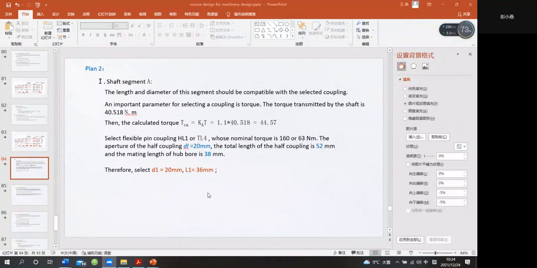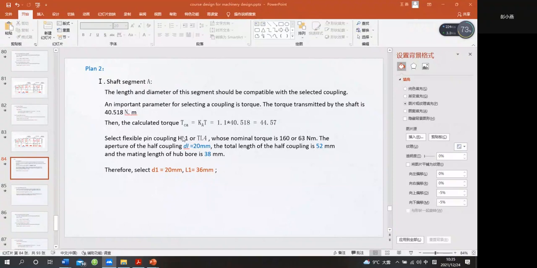Okay, let's continue. In the shaft design, if we choose a different type of coupling, the hole diameter is different and the length is different.